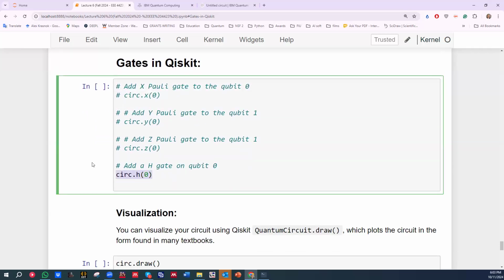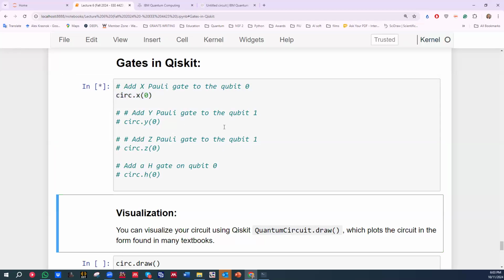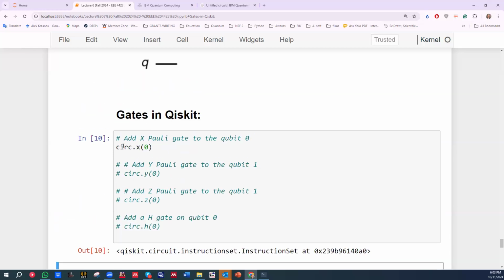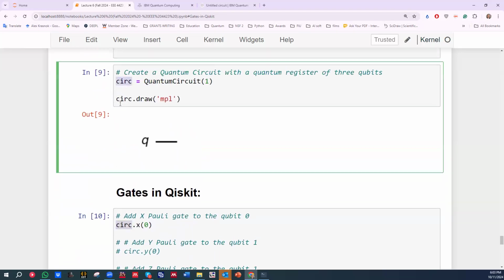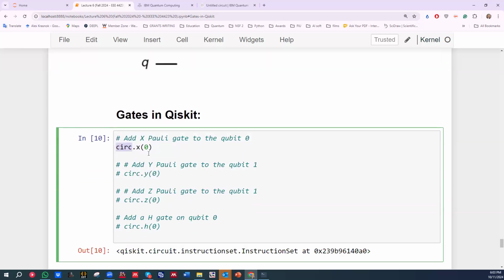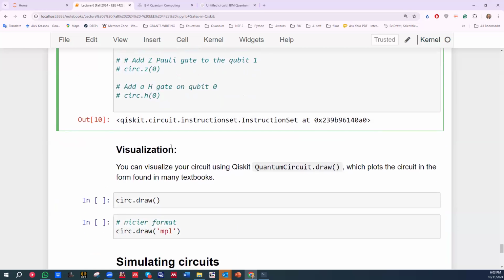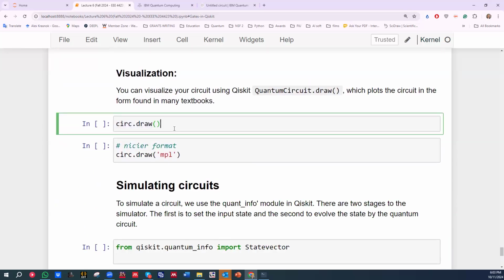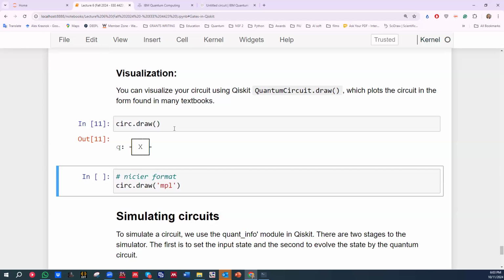So next, what we need is to add some gates, right? So let us start from Pauli X gate. I just run it, and since I use this name of the circuit, circ, this dot X means that I am adding this gate to the circuit, and if I now draw the result, I see this gate in the circuit.